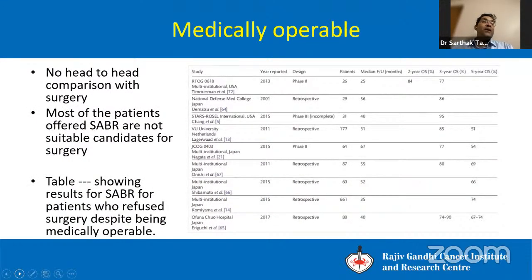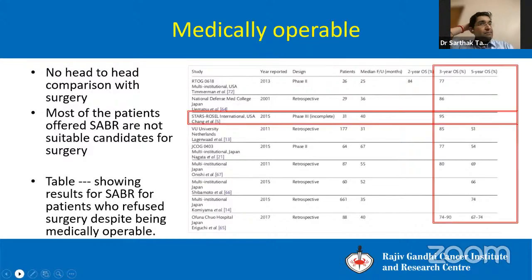So these are all single arm and phase 1, phase 2 studies, but none of the phase 3 studies have shown it. We had ROSEL and STARS, which were initially contemplated as the trials which were going to answer the question regarding surgery versus SABR, but they obviously could not finish accrual and had to be terminated earlier. But their pooled analysis showed that SABR is up to mark and probably non-inferior to surgery.